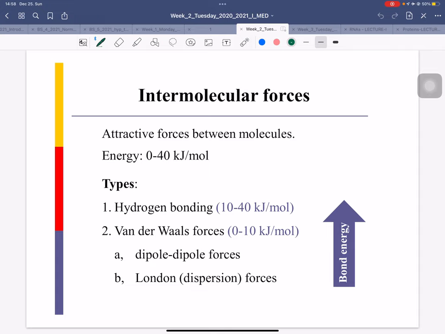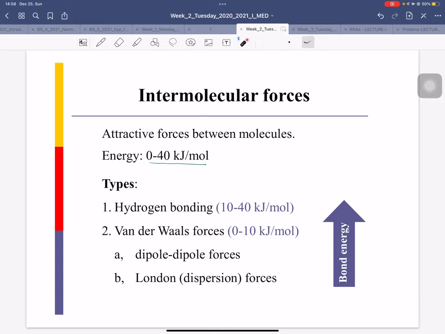Okay, we studied covalent bond, ionic bond, and metallic bond, which are between the atoms inside the molecule. But now we study intermolecular force, which is the attraction force between the molecules. The energy is very much lower than covalent, ionic, and metallic, because those are usually between 100 and 1000 kilojoule per mole. But here we can see the energy is around 0 to 40 kilojoule per mole.